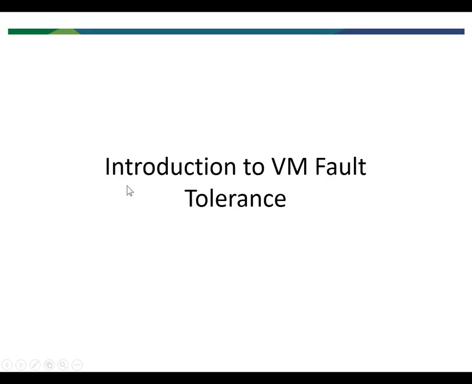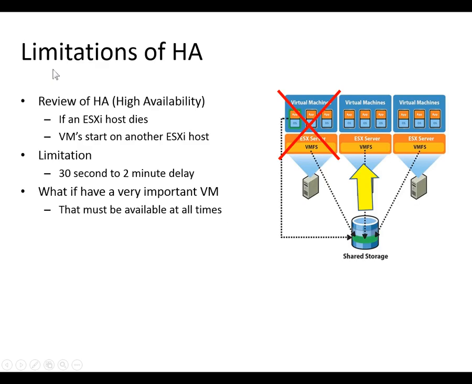Let's get started on Introduction to Virtual Machine Fault Tolerance. But first, let's discuss limitations of high availability. To review high availability: if an ESXi host dies, then the virtual machines can start on another ESXi host. And the limitation is it takes about 30 seconds to 2 minutes for that second virtual machine to start up on the second ESXi host.